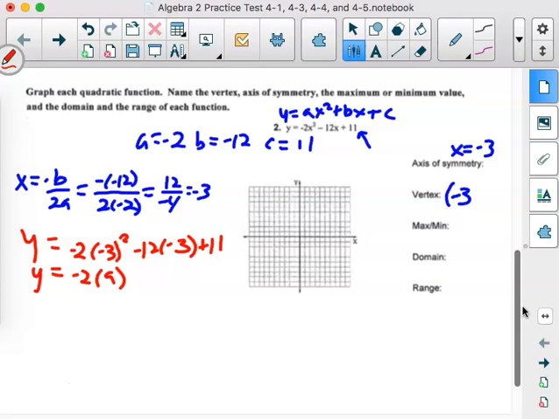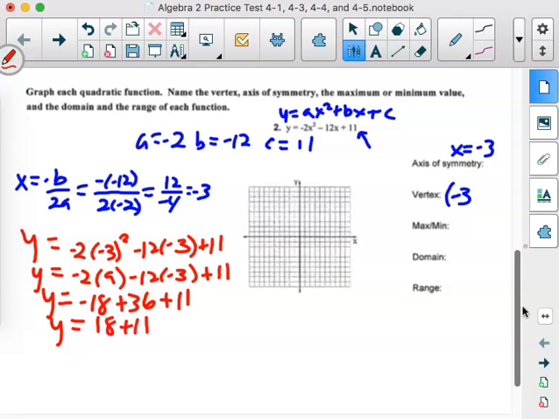And then we can do the multiplication, but let's wait a second for that to make sure that everybody sees that you do exponents first. And then we'd multiply left to right. -18 plus 36 plus 11. -18 plus 36 is 18 plus 11, and y equals 29. So I've got a very large y value here.